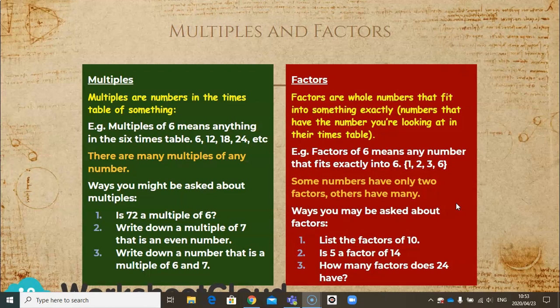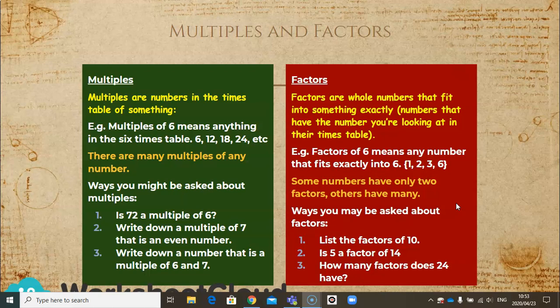So all numbers have multiples. Some of them are just really big. But it's important to know that there are many multiples of every single number. You might be asked about multiples. You might be asked something like, is 72 a multiple of 6? And that's really asking, is 72 in the 6 times table?